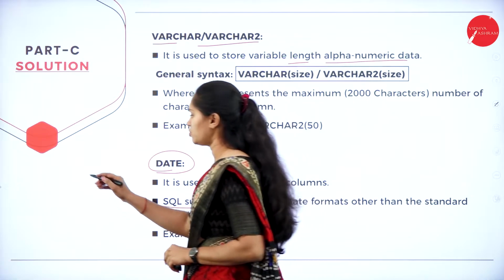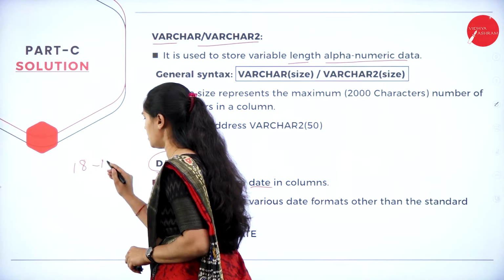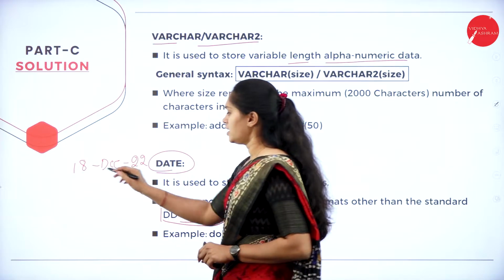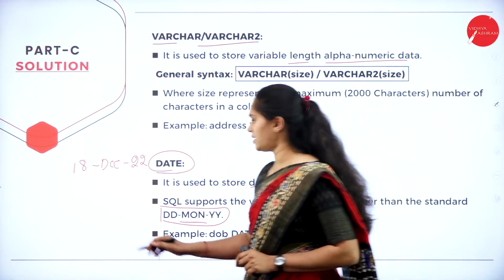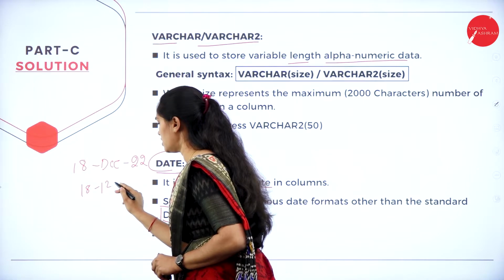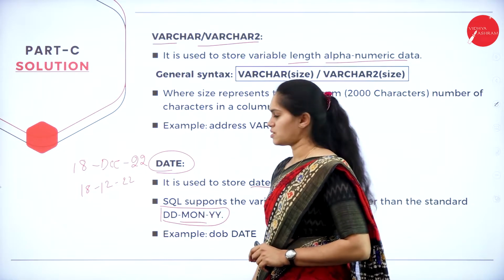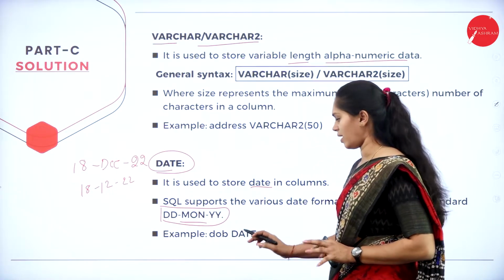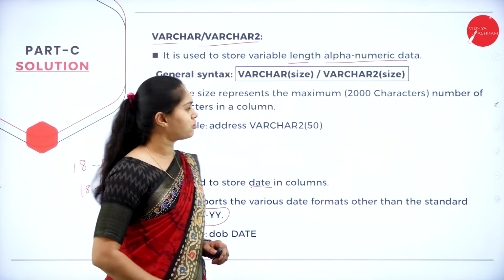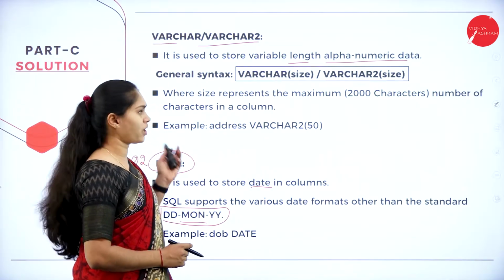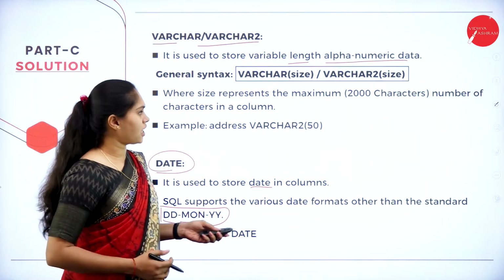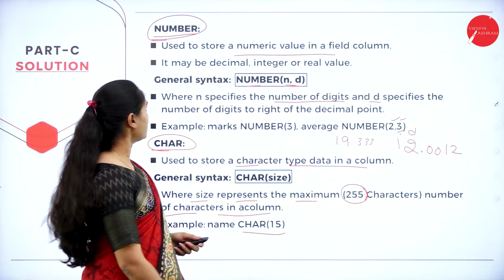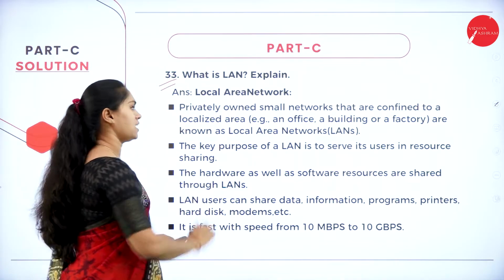For example, if I want to take 18 December, then year 2022, this is the way we have to write. I can't write it like 18, 12, 2022. I have to specify 3 characters of a month, then only it will be possible to hold the value. Okay, so this is how you have to write the solution for this question. You can explain any kind of data type which we have in the data types of SQL.